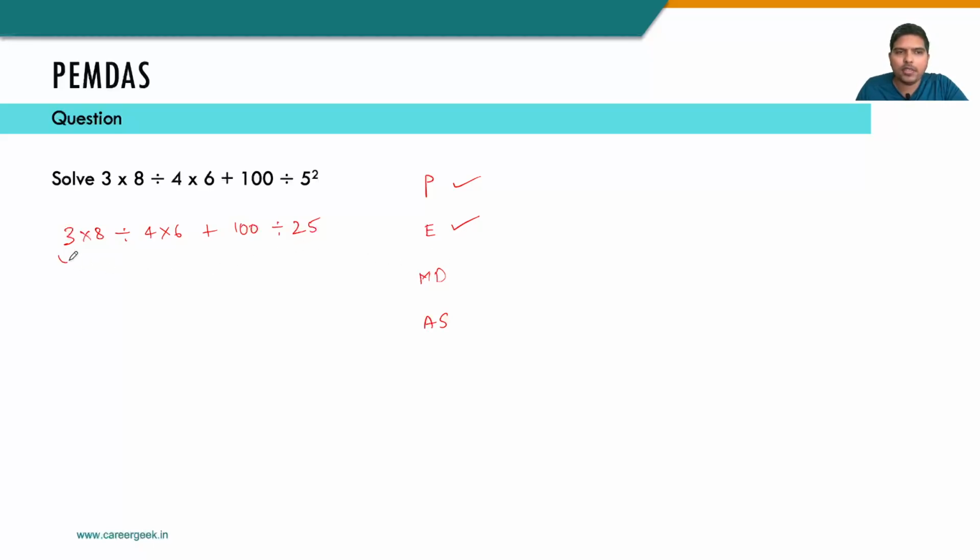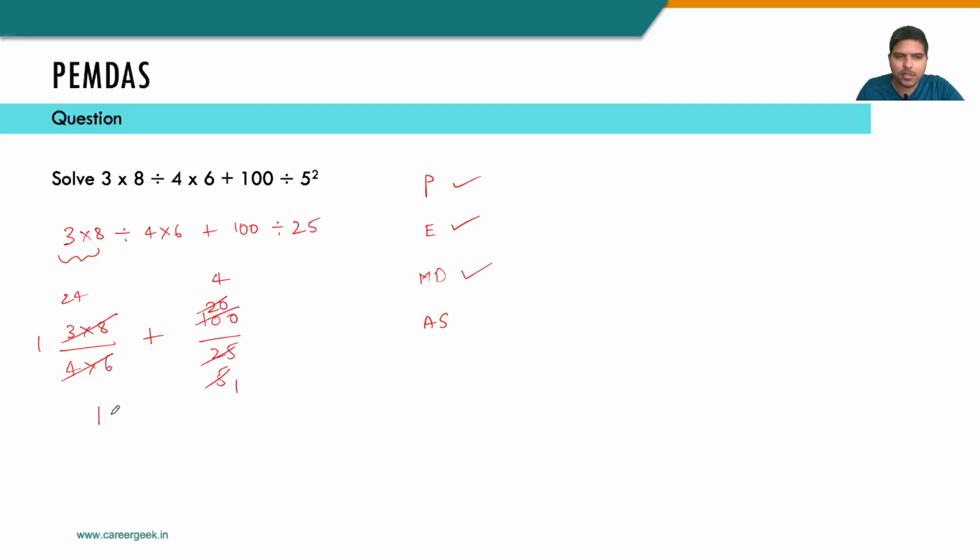So there are two ways. Either I can say this is 24 directly, or I can just keep 3 into 8 and divide by 4 into 6 plus 100 divided by 25. I mean, this is 24 and 24. This gets cancelled once. And 125 both cancels in 5 table. Still they will get cancelled. So this is done, multiplication and division.